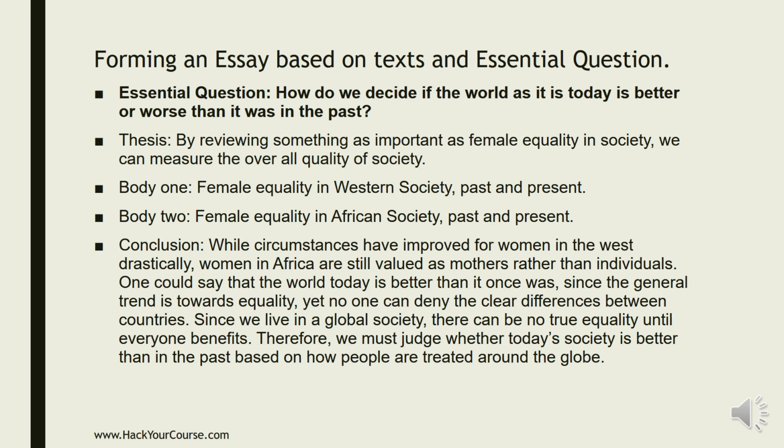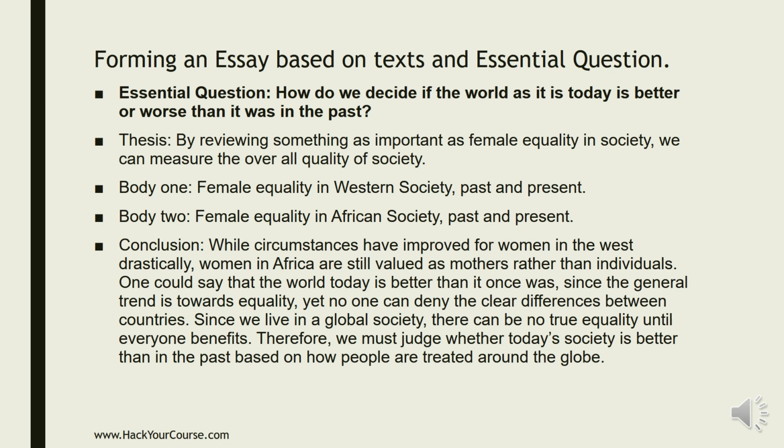So then you move into your body paragraphs and you have the different views, right? You have the view of female equality in the Western society, both in the past and present. Then you have the female equality in the African society, past and present. Now the conclusion I've written out. I haven't written out the other sections of this, but I think you can see where I'm going based on my organizer.